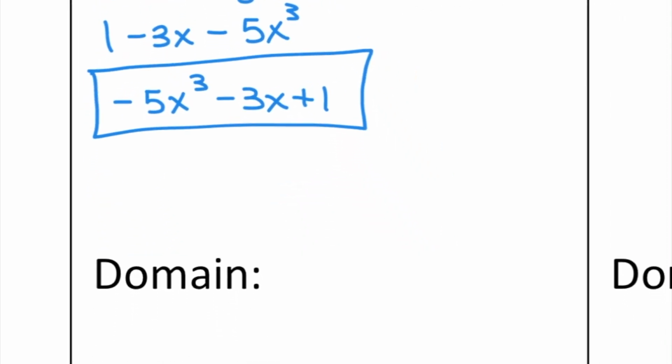And again, there's no denominator, there's no radical, and there's no logarithm. Therefore, your domain is all real numbers.